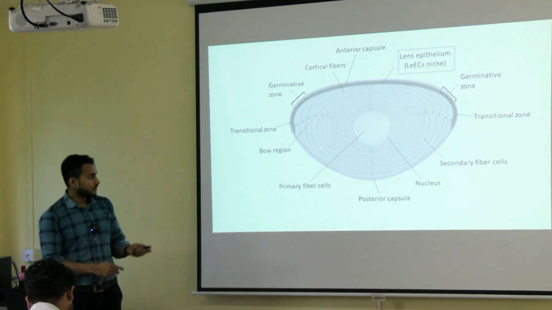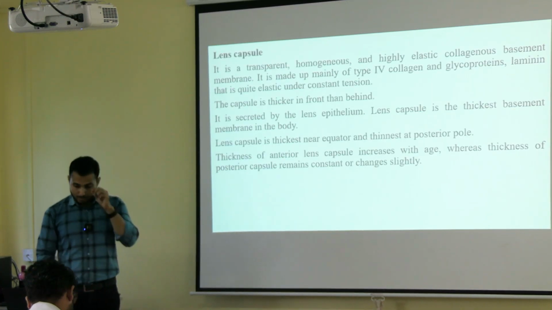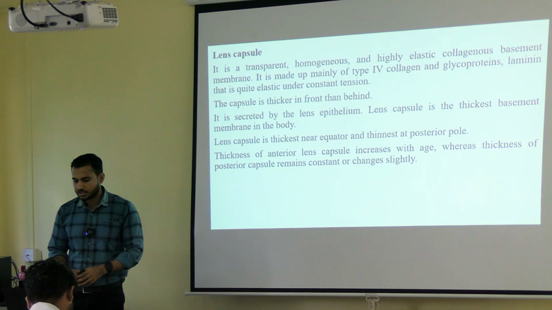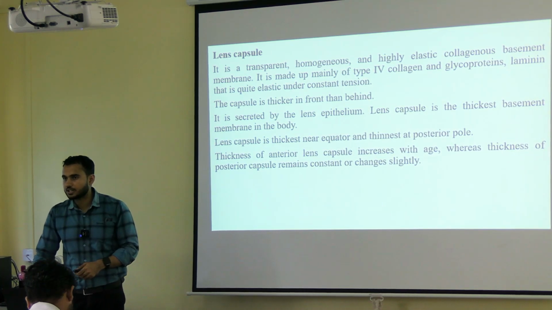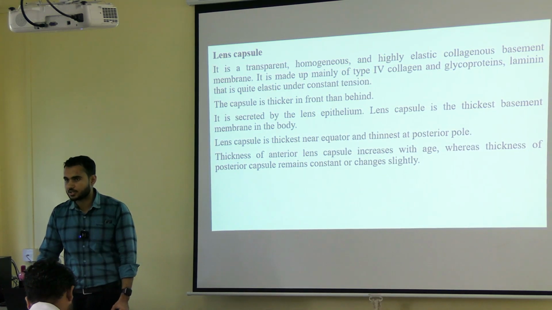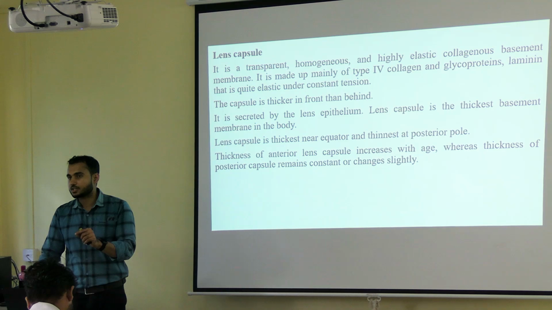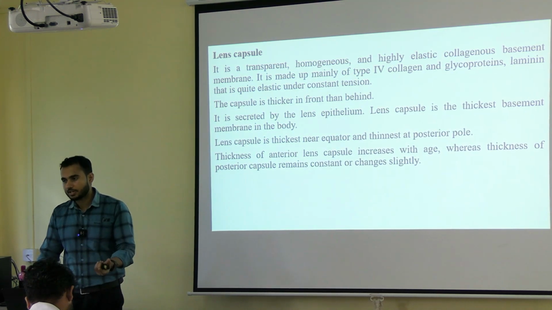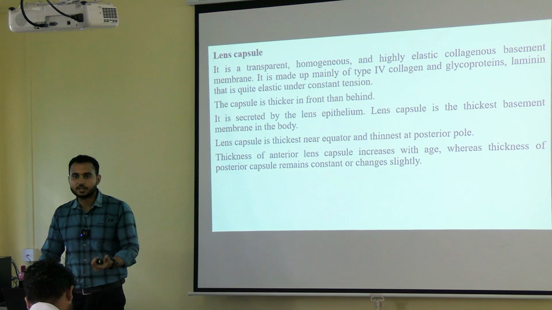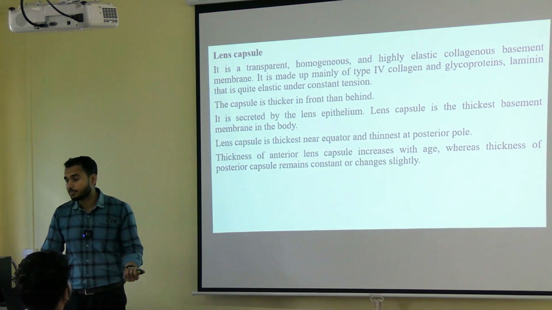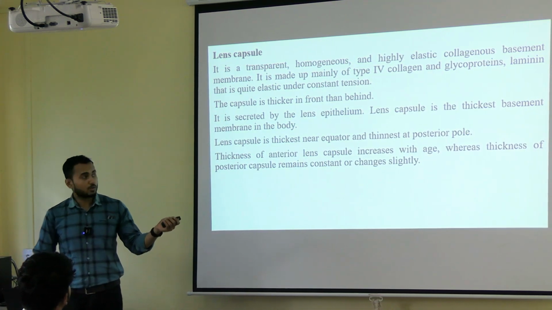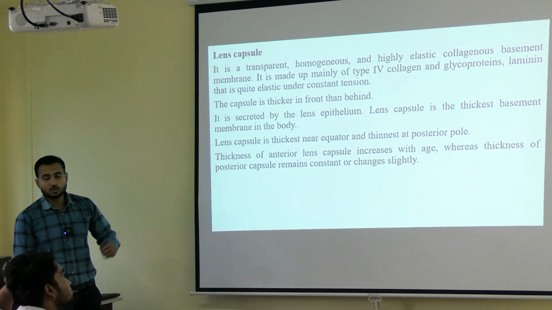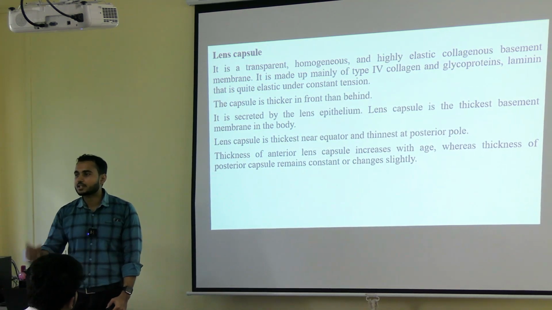So first you have to know about the lens capsule, how the lens capsule is formed. As I said, it is transparent, homogeneous, and collagenous in nature. That means it is made up of collagen fibers. Which type of collagen fibers are there? Type 4 collagen fibers are there. And along with that, glycoproteins and laminin are also present in the lens capsule.